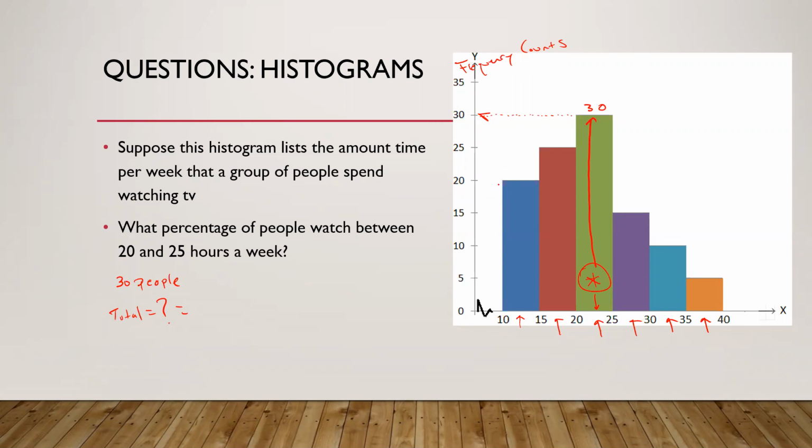Yeah, that's exactly it. So this blue one here, that's 20 people. This red one here is 25 people. This purple one here is 15 people. This teal one here is 10 people. And this orange one here is 5 people. So if you add this up, 20, 45, 75, 90, yep, thank you.